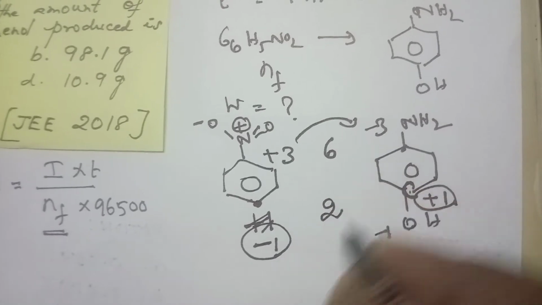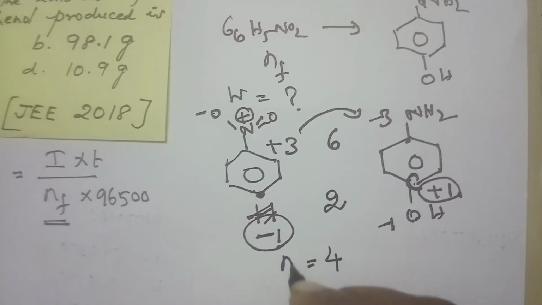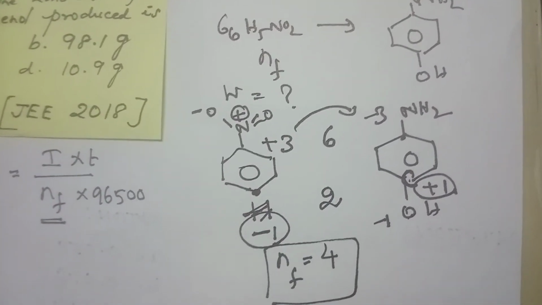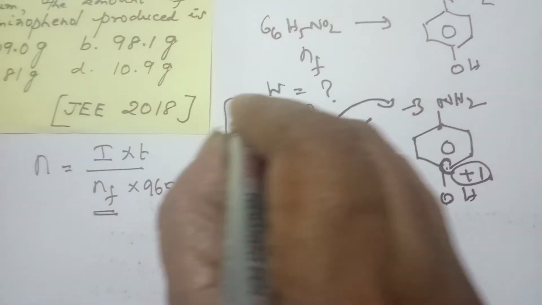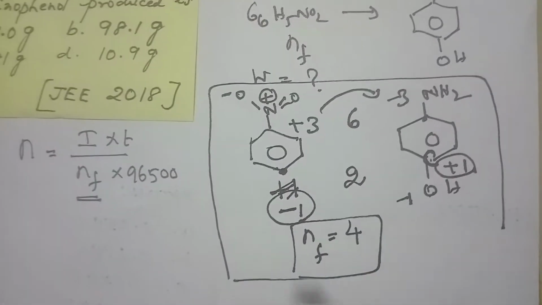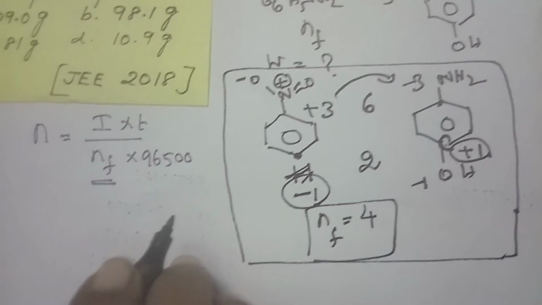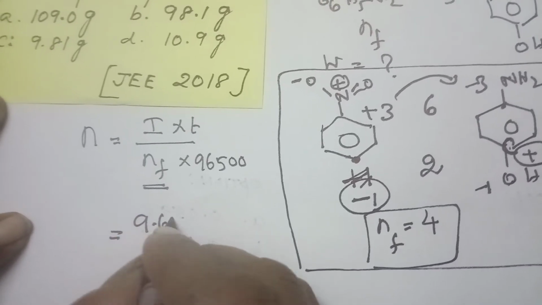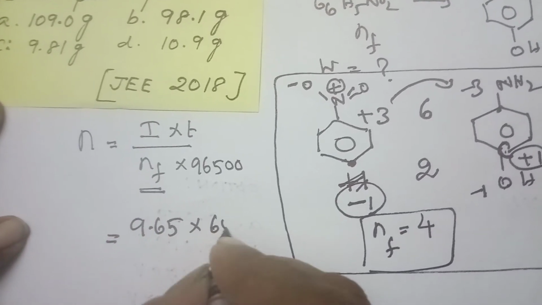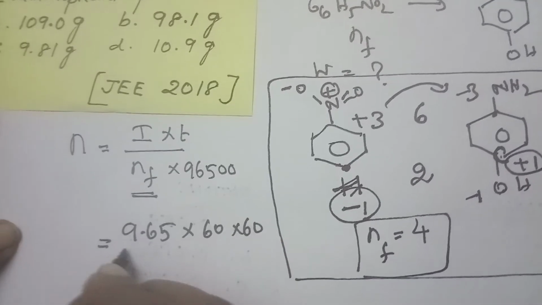So the overall difference is the n factor. This is the way you have to calculate the n factor. This is new knowledge, of course. Yes. Now let us come to the working here. I is equal to 9.65. The remaining things are easy. The time we have already converted into seconds.